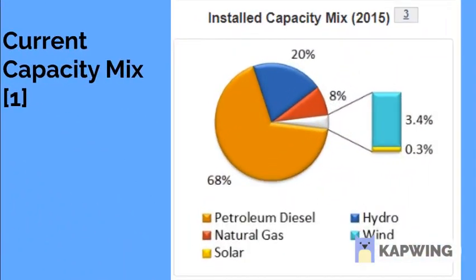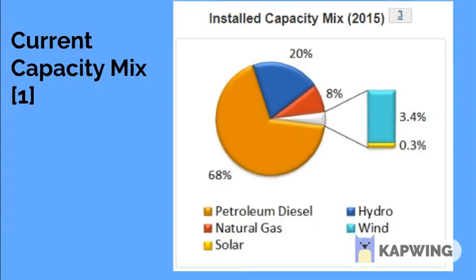As of 2015, the electricity generation in the Northwest Territories is supplied by 5 main sources. Diesel fuel generators supply about 68% of the load. Hydro generation, which comes in second, supplies about 20% of the load. Natural gas generators supply about 8% of the load. Wind farms supply about 3.5%. And finally, solar generation currently supplies almost 0.5% of the load.